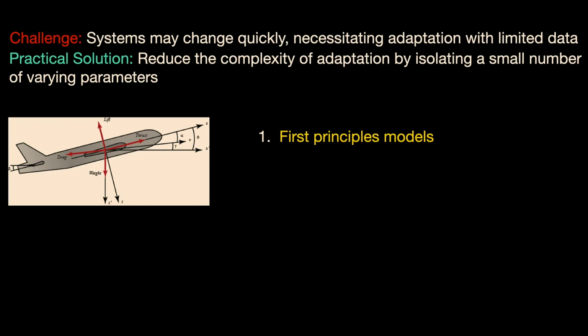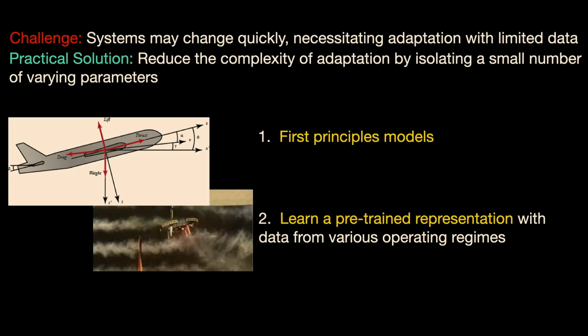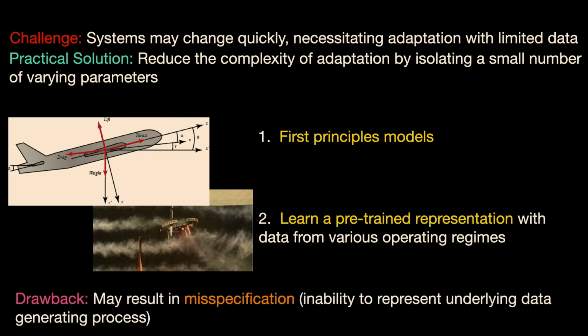parameters. If you don't have first principles models, you can try to learn by collecting data from various operating regimes and then learning a pre-trained representation that captures what stays the same across all of the operating regimes. Then you just fine-tune the representation or adapt it to the current operating conditions. Okay, so this has been applied in some robotics works that have come out recently. Now, of course, the challenge with this practical solution is that by reducing the complexity of the adaptation module in this way, you may induce some form of misspecification or an inability to represent the underlying data generating process.